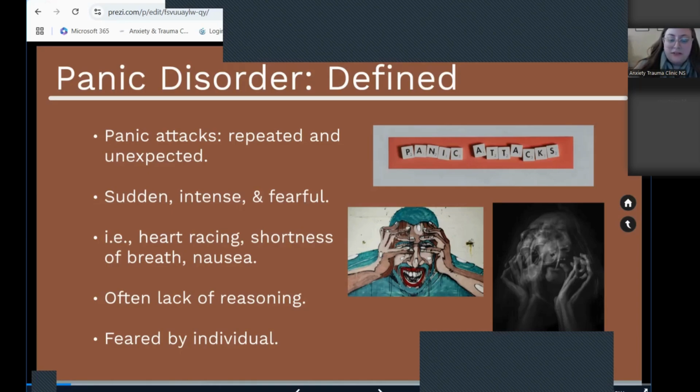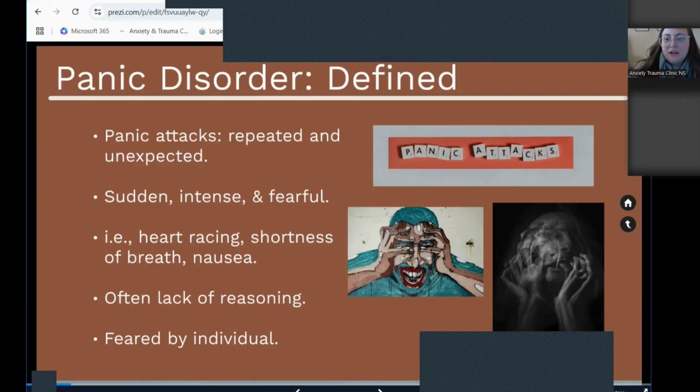Shortness of breath is very common, like that hyperventilation kind of response. It might even be vomiting and more. So with panic disorder, panic attacks most often occur for no clear reason, and that's why they're so unexpected. So the individual is almost in constant fear of having one. They don't feel like they really have any control over it. And of course, lack of control makes us extremely fearful.